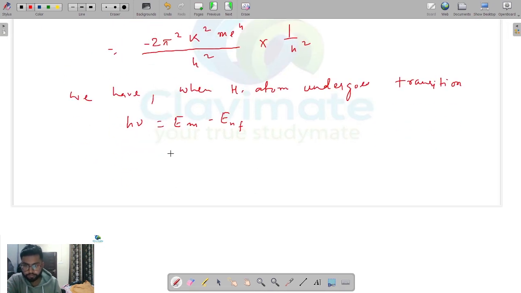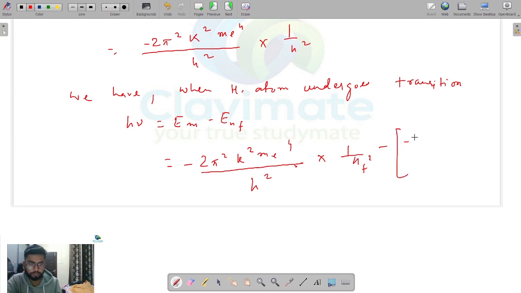So this is equal to minus 2 pi square k square m e to the power of 4 by h square multiplied by 1 by nf square minus 2 pi square k square m e to the power of 4 by h square multiplied by 1 by ni square.